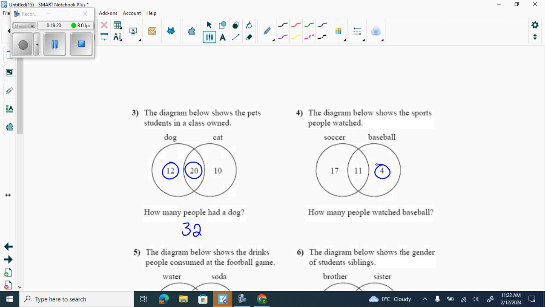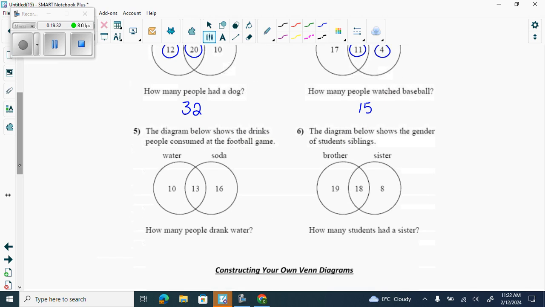How many people watch baseball? Well, these people watch baseball only, but so did these ones. They just happened to also watch soccer, but it didn't say baseball only. So that's 15. How many people drank water? Well, these drank water only. These drank water as well, and happen to be drinking soda, which is 23.